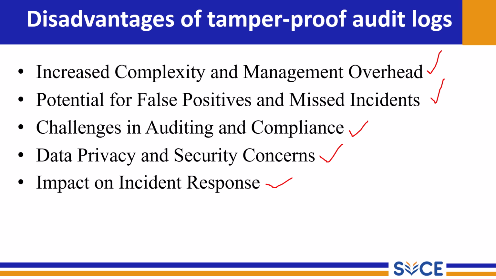And potential for false positives and missed incidents: noise and false alarms. Tamper-proofing can lead to an increase in false positives, making it difficult for analysts to distinguish between legitimate activity and actual security breaches. And missed incidents: overly complex or poorly configured tamper-proofing systems can inadvertently miss important security events, hindering timely incident detection and response.